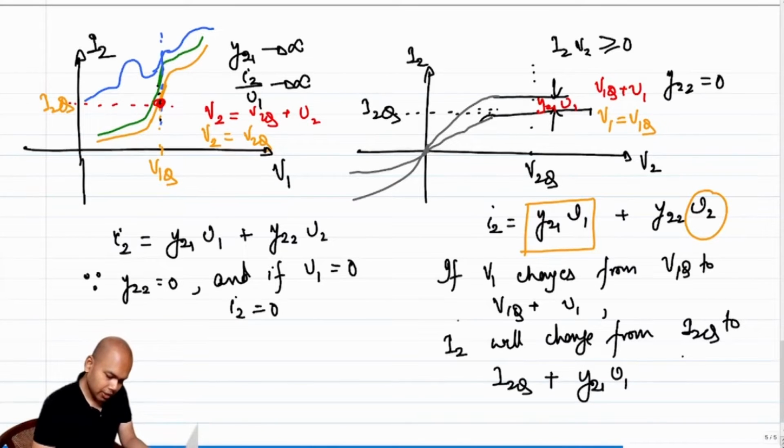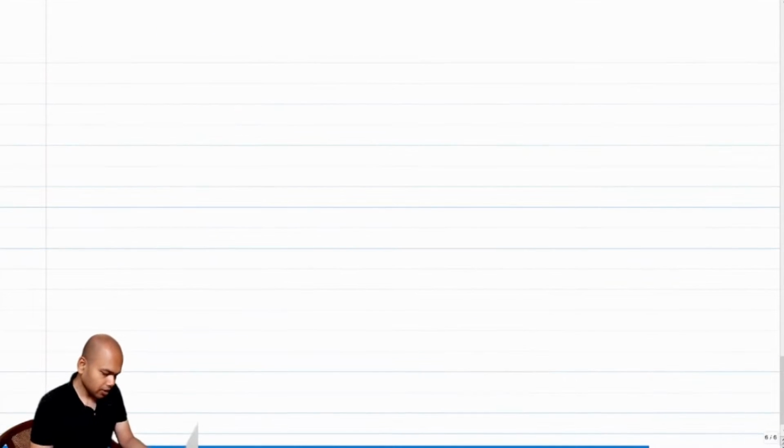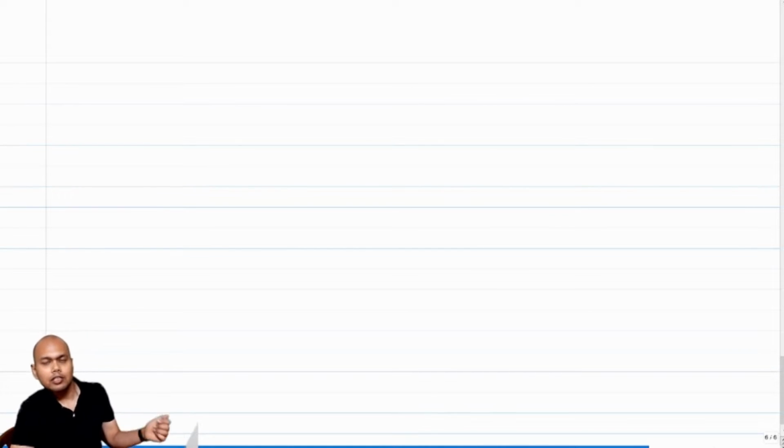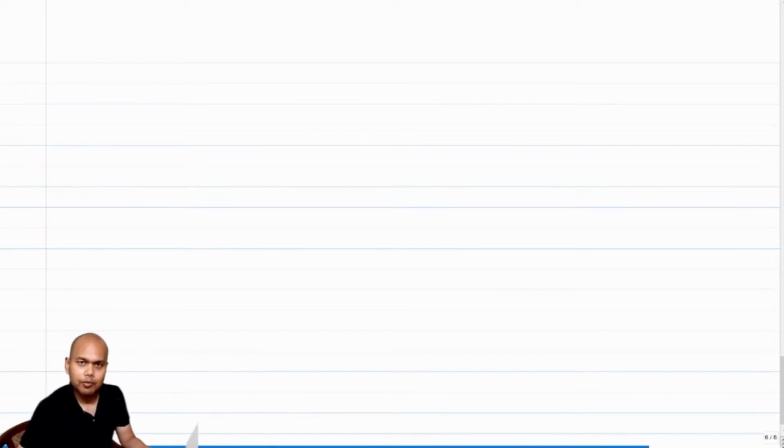Now, as it turns out, there are devices which can be arranged in the form of two-port networks and which have characteristics similar to whatever we just plotted. A case in point is a device called MOSFET.